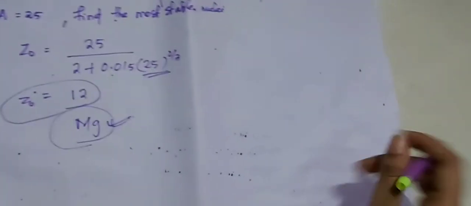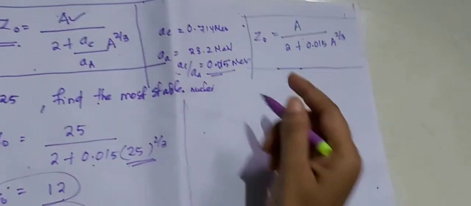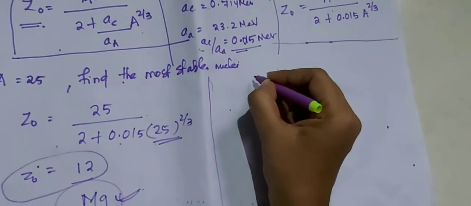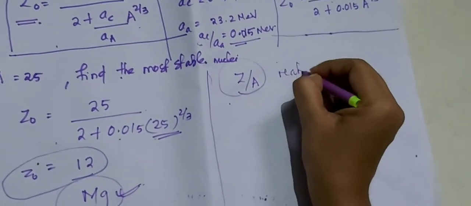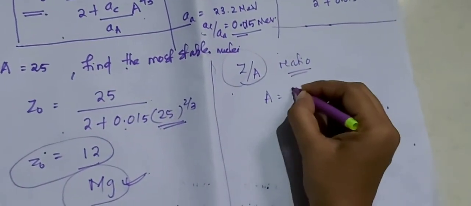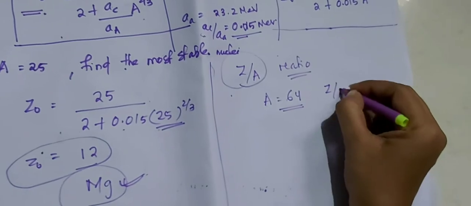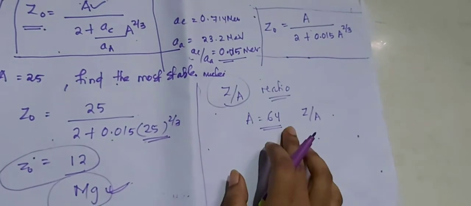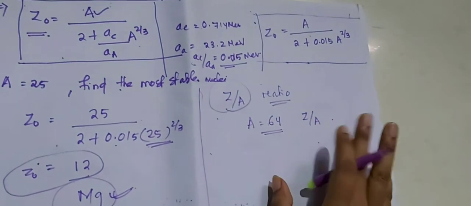Similarly, if I see one more type of question, you can find it out from this formula. There will be a question to find out the Z by A ratio, which was in the 2019 December question. So A was given, that is A is equal to 64. For the most stable nuclei with A is equal to 64, we have to find out the Z by A ratio.